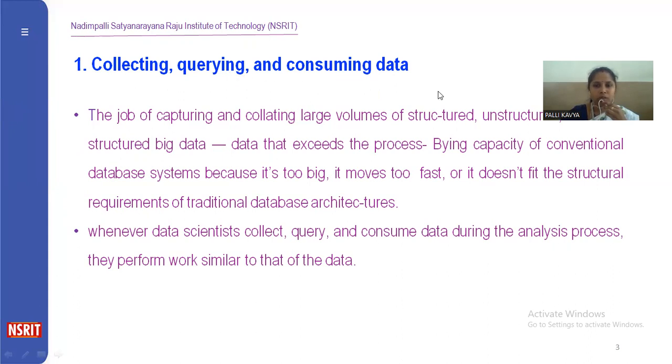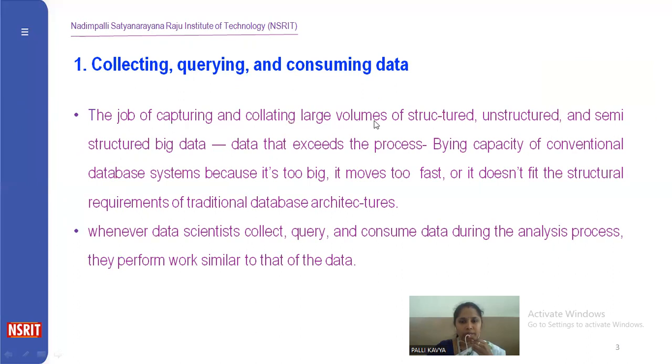First of all, the job of capturing and collecting large volumes of structured, unstructured and semi-structured data that exceeds the processing capability of conventional database systems, because it's too big, it moves too fast, or it does not fit the structural requirements of the transactional database architecture. So whenever data scientists collect, query, and consume data during the analysis process, they perform work similar to that of data. What you have to understand is collecting, querying and consuming the data.